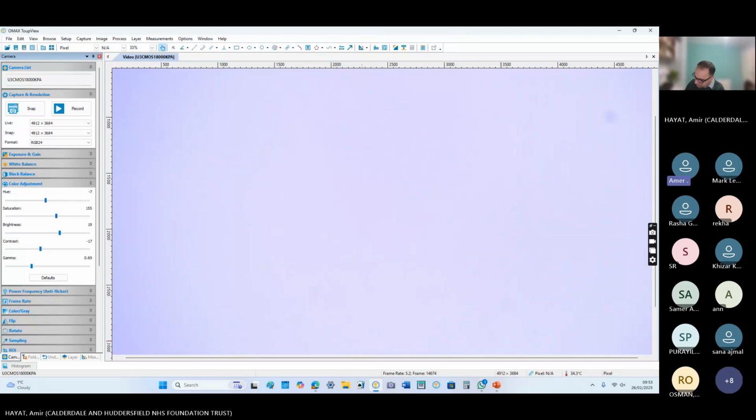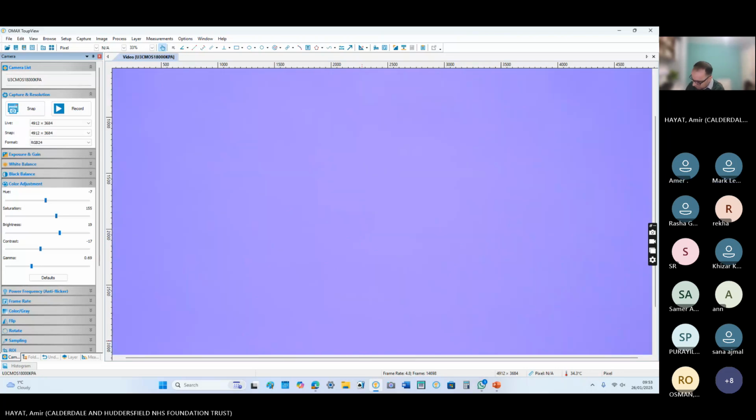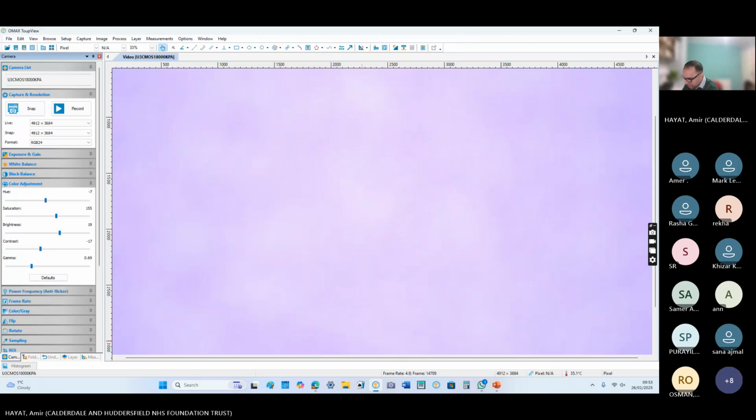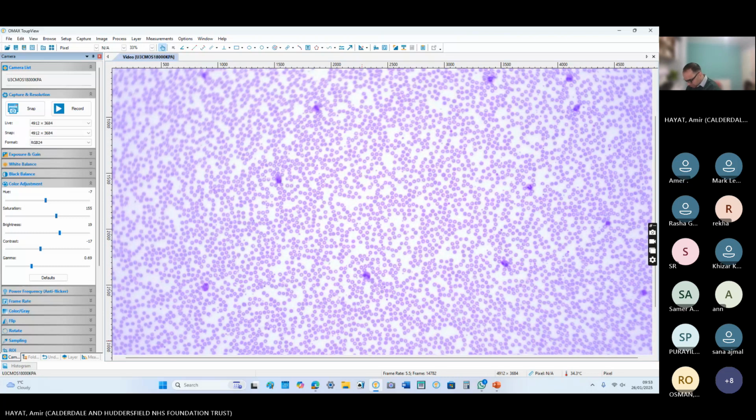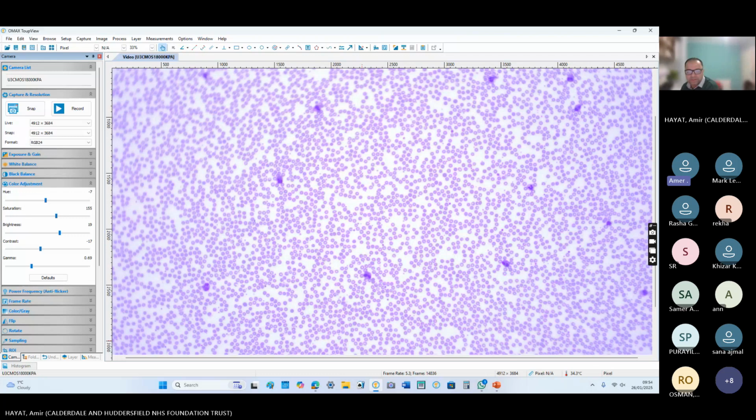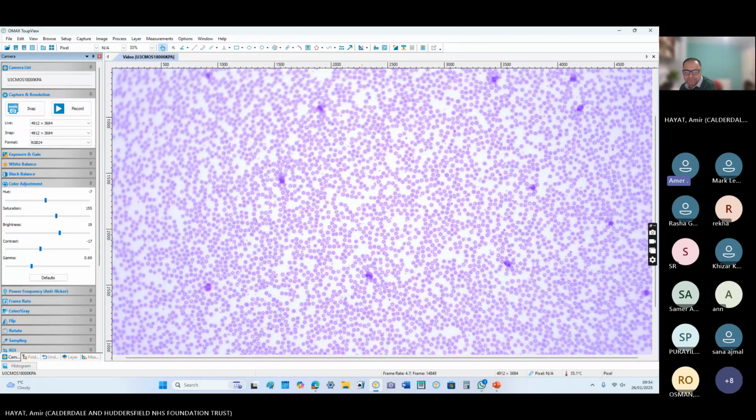Right. Let's go to our own case. This is a 30-year-old male referred by GP because of the abnormal full blood count. Hemoglobin is 140. White cell count is 13. Eosinophil count is 5. And platelet count is 250.